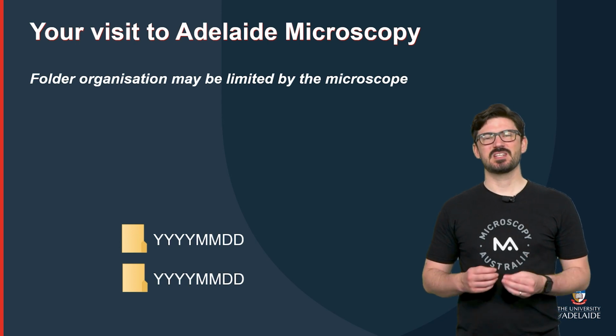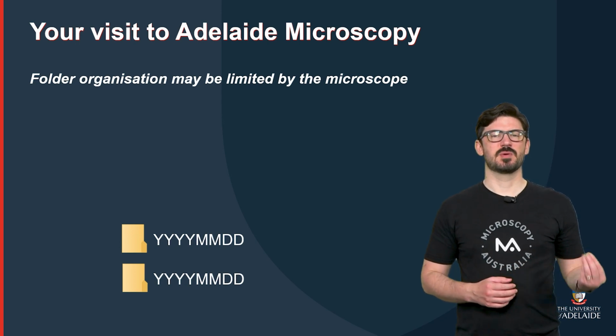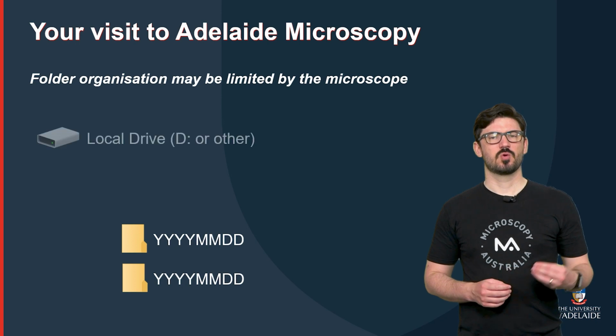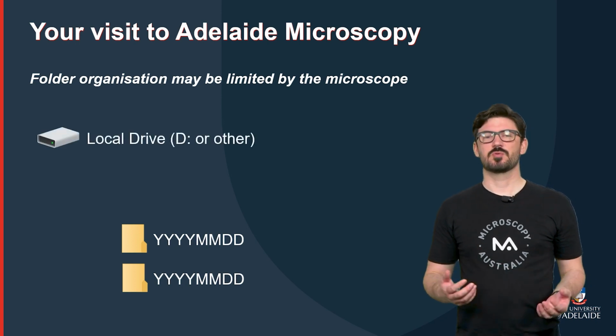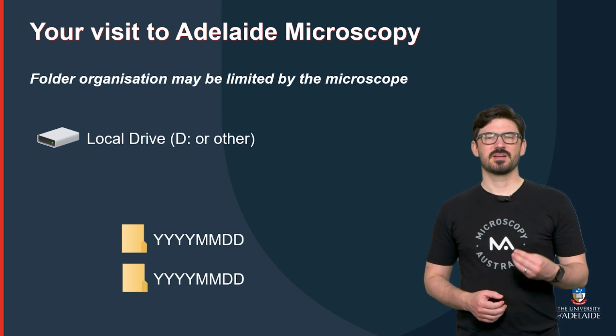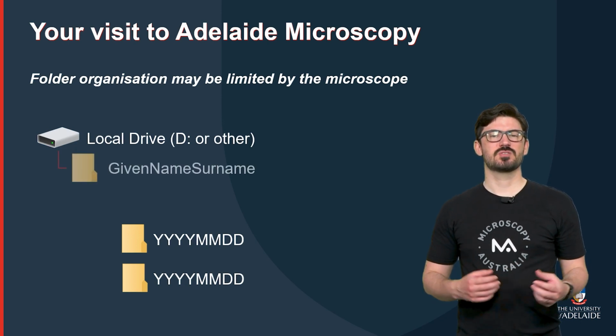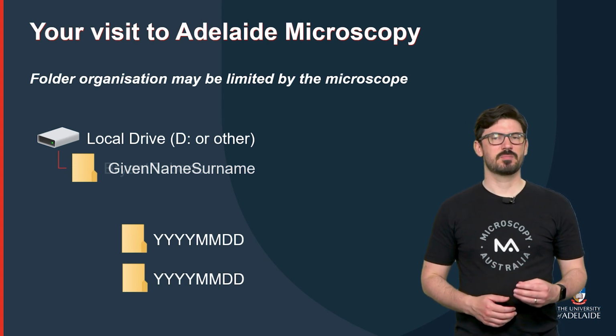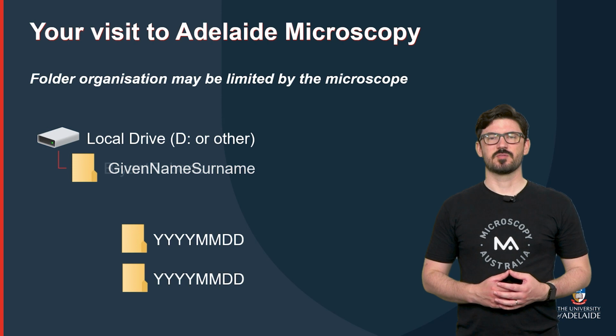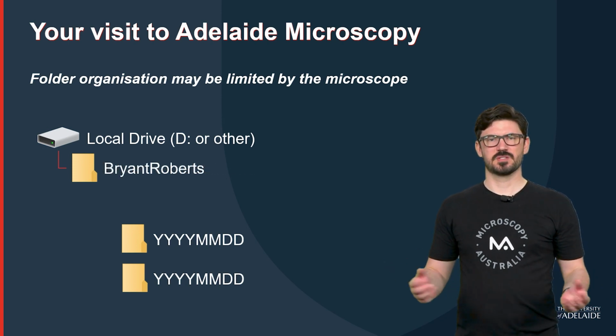In general, each Adelaide Microscopy system uses the below directory structure. All data is written to a local drive, typically the D drive, but maybe it is labeled with some other character, and under which your microscopist will then prompt you to create a user folder. Now we recommend to name the folder in the format given name, surname. So for myself, that folder would be called Bryant Roberts.